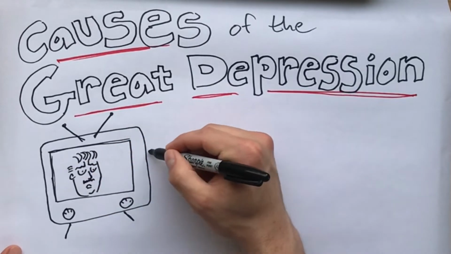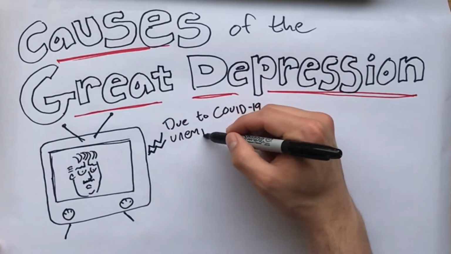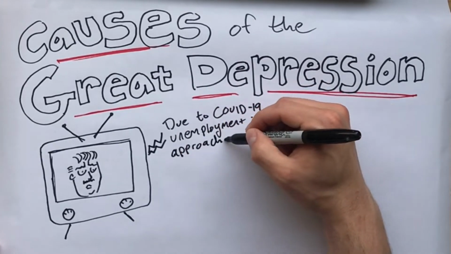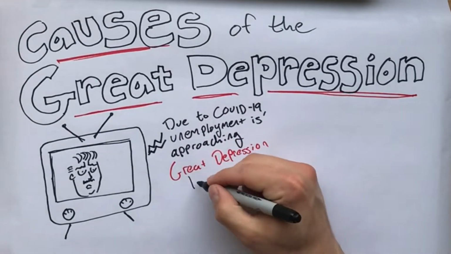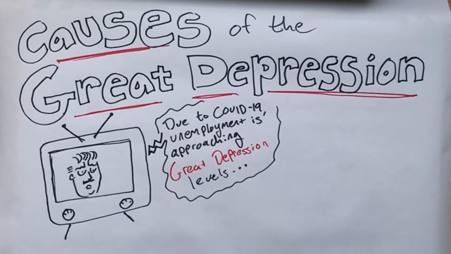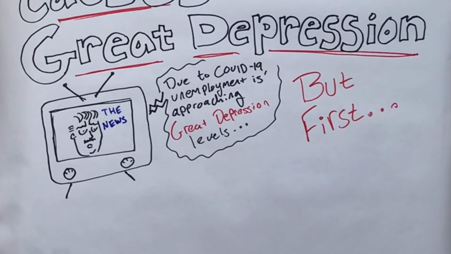Now, this isn't a perfect comparison, but one of the big reasons that we study history is so that we can better understand our current situation and try to make better decisions as a result of that. And so I think now more than ever, it's important that we understand the Great Depression and what caused it. So in this video, we're going to outline some of the main causes of the Great Depression, but first let's establish a little bit of context.